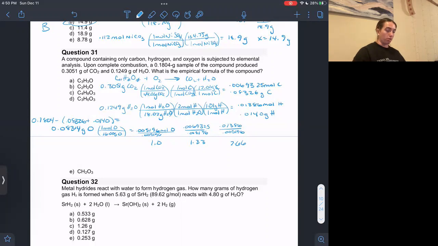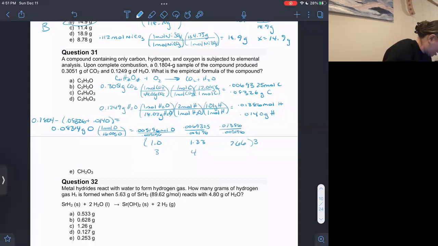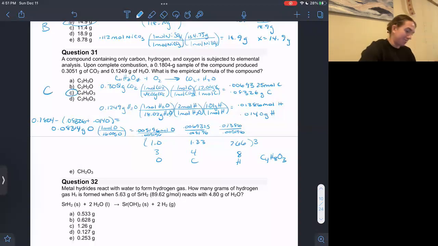So I can multiply all of these values by 3 to get to a whole number, since I can't use 1.33 or 2.66 atoms of carbon or hydrogen. Multiply all this by 3, so I end up with 3, 4, and 8. Awesome. This is carbon, hydrogen, and oxygen, so I should have C4H8O3. There it is. Okay, great with that one.